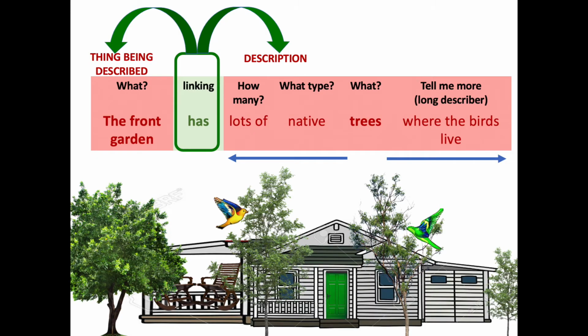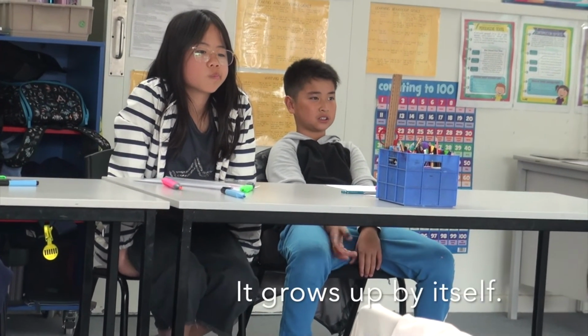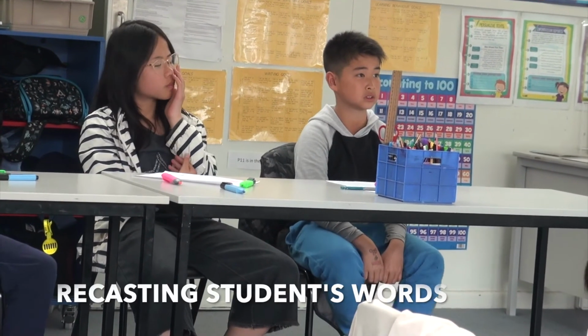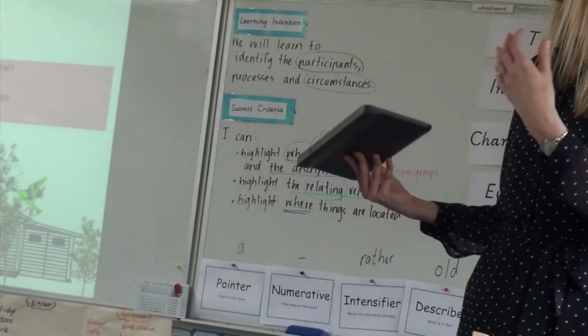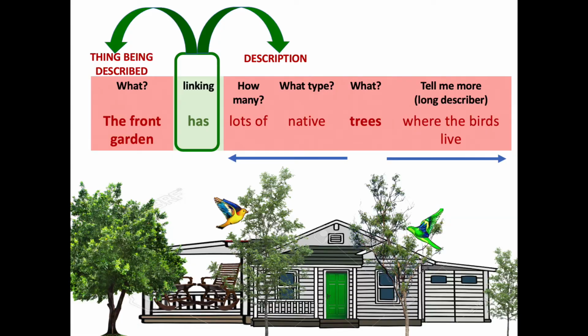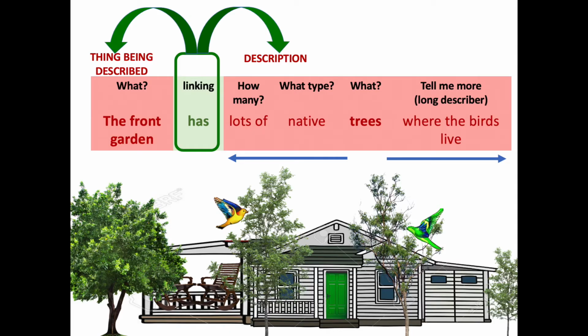Lots of native trees. What does native mean? It's not like you planted, it's like it grew up on itself. Oh, good explanation. So a native tree is a tree that belongs to that country. So it grows naturally, like Yuan said. Okay, so the front garden has trees. We know it has trees. What kind of trees are they? Native. They are native trees. And how many native trees are there? How many, Ling? Lots of. There are lots of native trees.